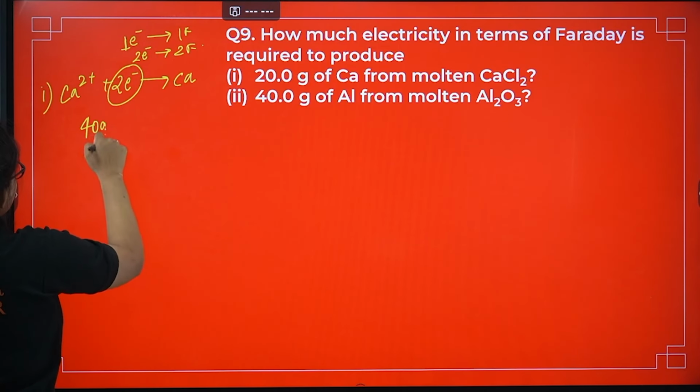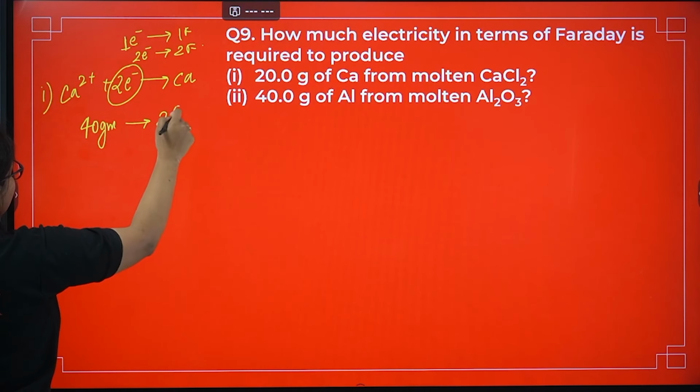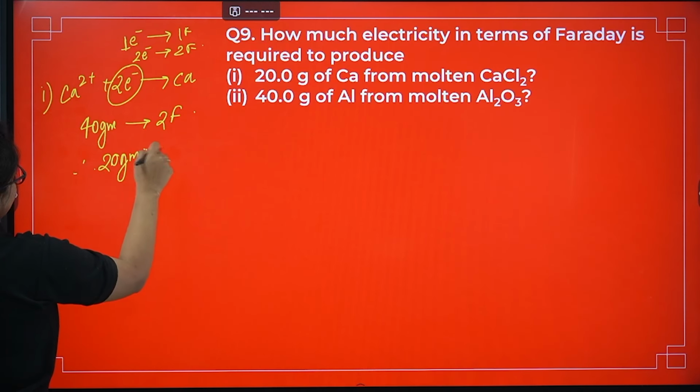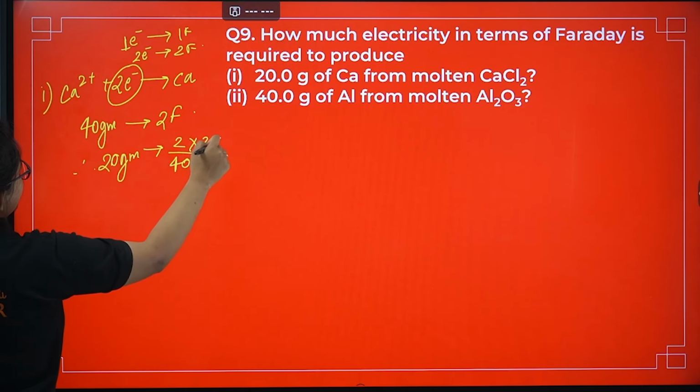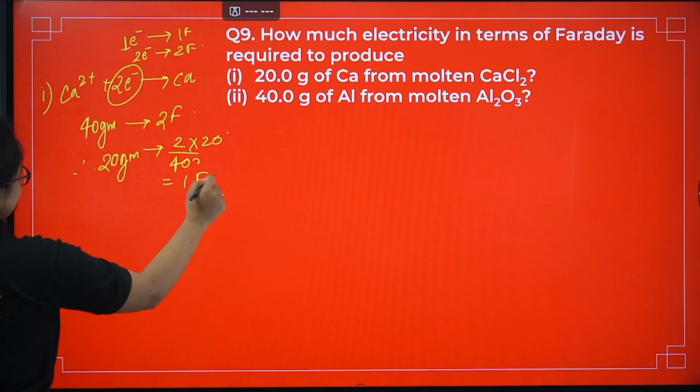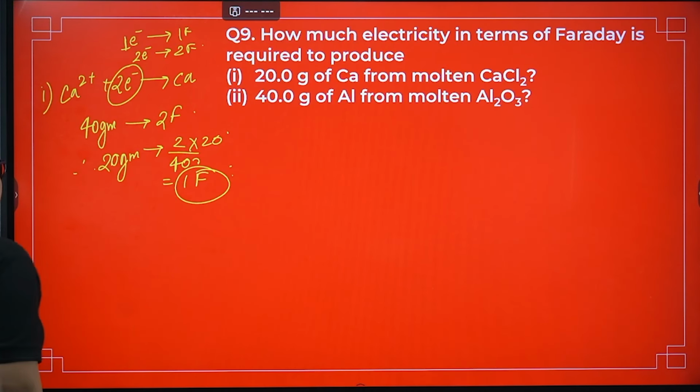So 40 gram will require 2 Faraday. From there, if I have 20 gram, it is going to be 2 by 40 into 20. Definitely that's going to be 1 Faraday. So 1 Faraday charge will be required. I guess this is clear for you.